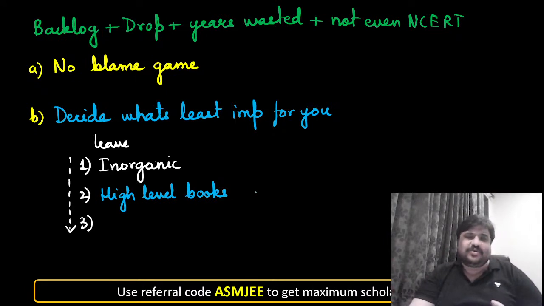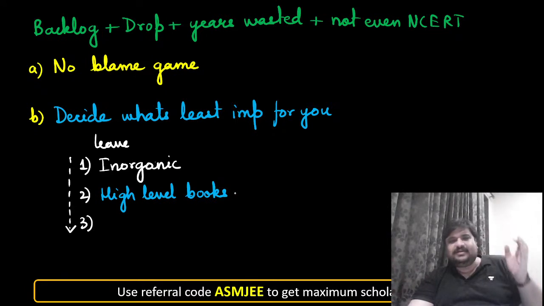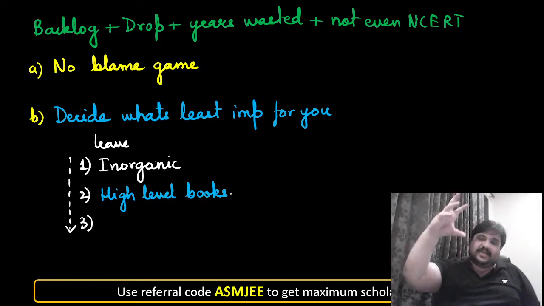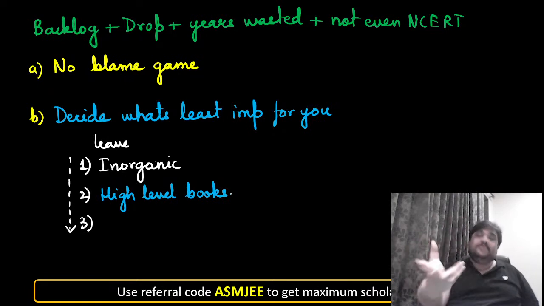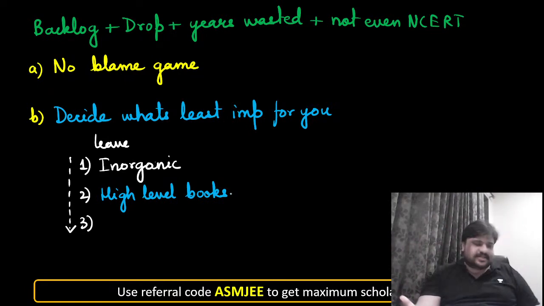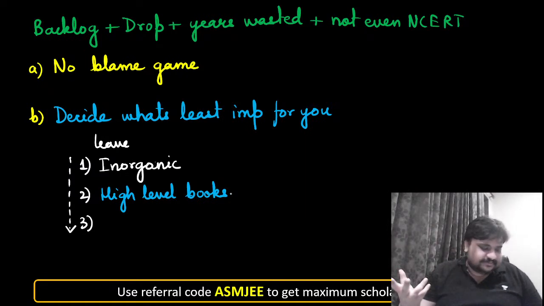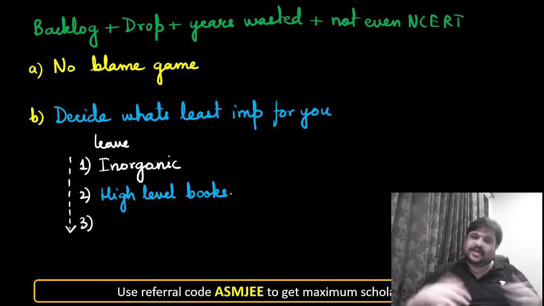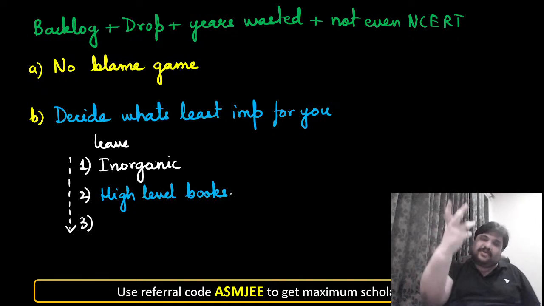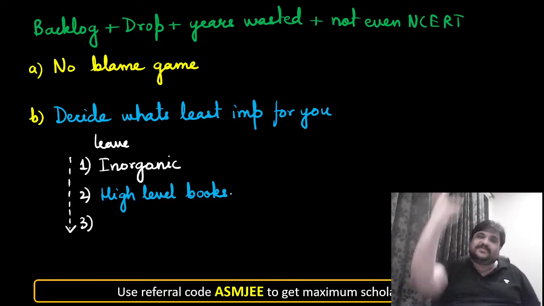There was another high level book I ditched. Someone told me that there is a book called Morrison Boyd. It is very good for organic. If you study organic from Morrison Boyd, you can even win a Nobel Prize. We were idiots. People used to make idiots of us. We were big idiots. Okay, so someone told me that if you study Morrison Boyd, you can even win a Nobel Prize one day.